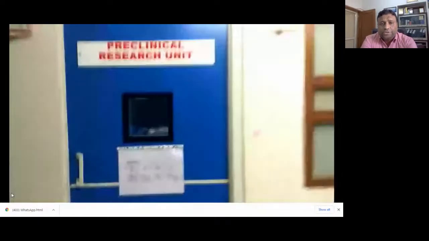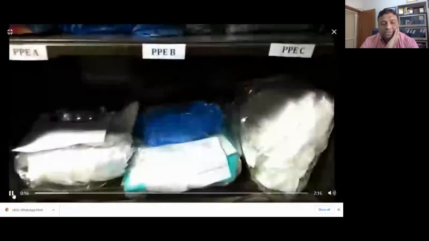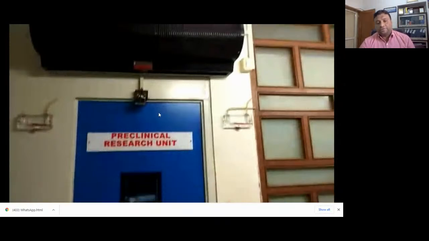As you can see, this is a preclinical research unit. Typically, of course, it is started from inside. Otherwise, there should be a separate entry. Once it is open, you can hear some sound. I'll take you back here and stop wherever required. This is an air curtain. As soon as you open the gate, the air curtain is on so that it will blow air, and any dust particles on your clothes would be taken away.